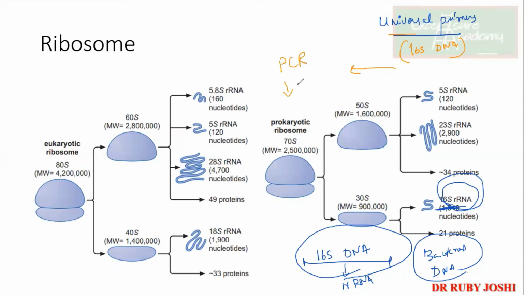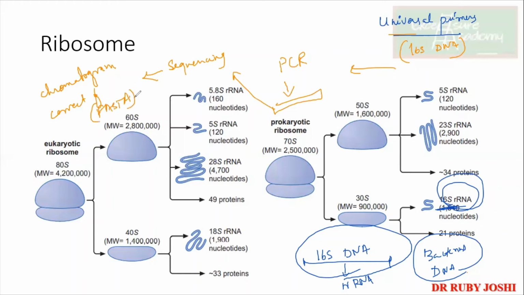Now you are going to get the amplified length of some part of the DNA. This DNA you are going to give for sequencing. From the sequencing you are going to get the sequence of some stretch of DNA. You put it into the chromatogram and get the correct format of the sequence, which we call FASTA format. This is a proper alignment of the sequence, whether amino acids or nucleotides.